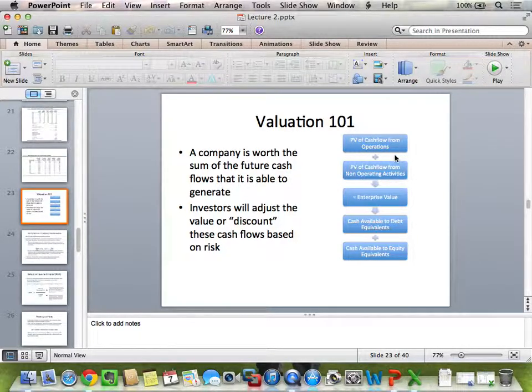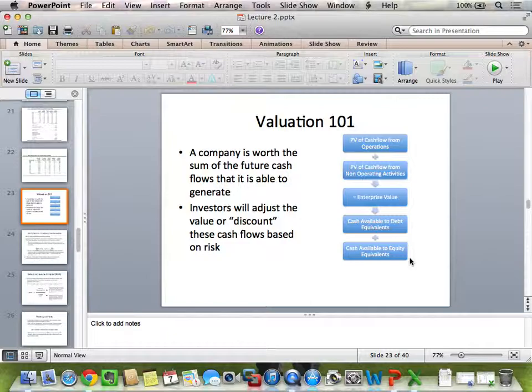But the point is, in this class, we're going to call operating cash flows ones, and we're going to call non-operating cash flows twos, and we're going to call debt equivalent cash flows threes, and we're going to call equity equivalent cash flows fours. So 1 plus 2 equals enterprise value. 3 plus 4 equals enterprise value. 1 plus 2 equals 3 plus 4. All right? Matter of fact, enterprise DCF valuation, 1 plus 2 minus 3 equals 4.